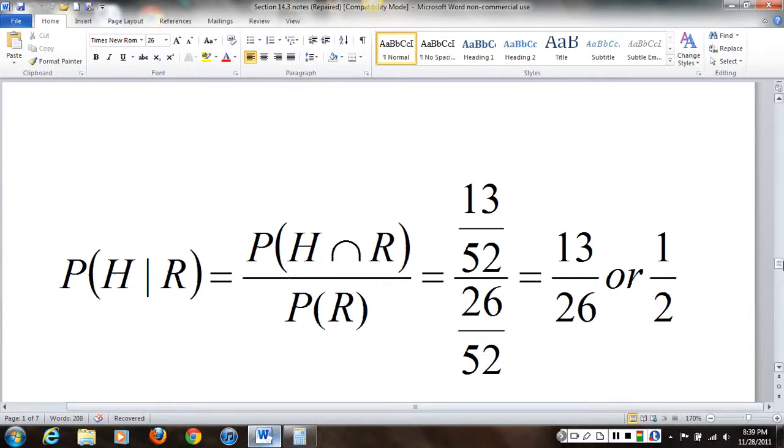So since the red card's already happened, I've already been dealt that, it's almost like R goes in the second position, then my heart, H, goes first. And it's equal to the probability of the intersection of H and R divided by the probability of R. So in this case, the probability of a heart and a red card. So in other words, is there an intersection between the two of them? And in terms of a deck of cards, we can simply say, well, there are 4 suits in a deck of cards, 13 for each suit.